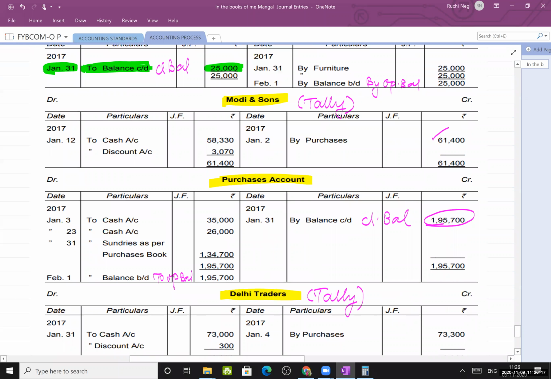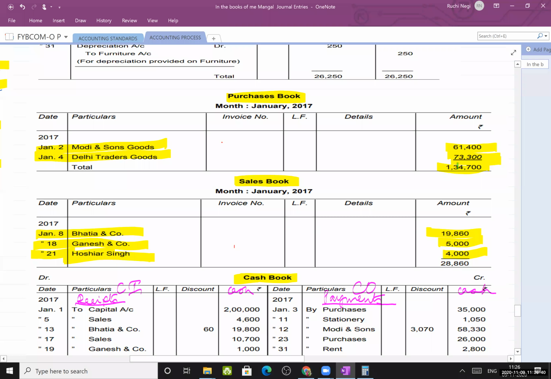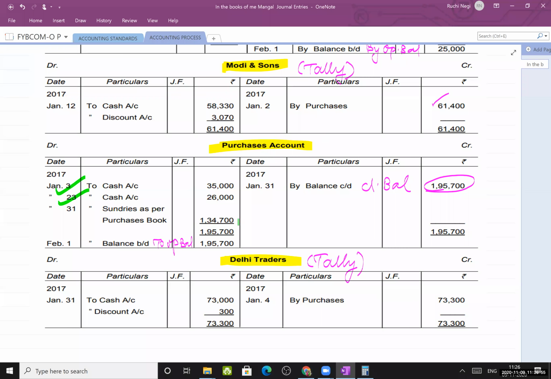So the account got tallied. Now come to purchases. In purchases there are two cash purchases, so their second effect will come here in the purchases account. One effect is in the cash book, the second effect will be in the purchases account, obviously. And then we had totaled the purchases. I'll take you back to the sum. We had totaled purchases as 1,34,700 for credit purchases. So for credit purchases, one effect is in the purchase book. The second effect will be where? You will carry forward this 1,34,700, to sundries as per purchase book. Then you close this ledger. You will get the balancing figure, the closing balance in purchases.